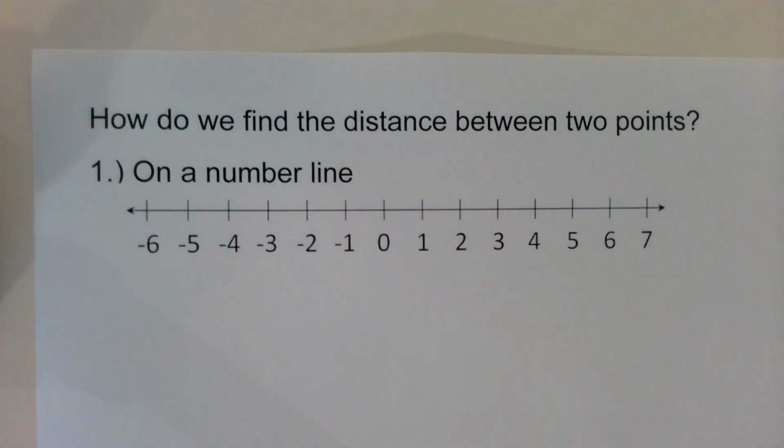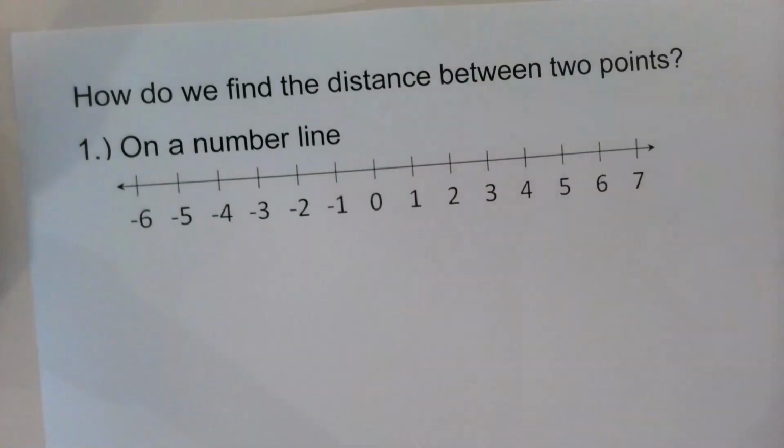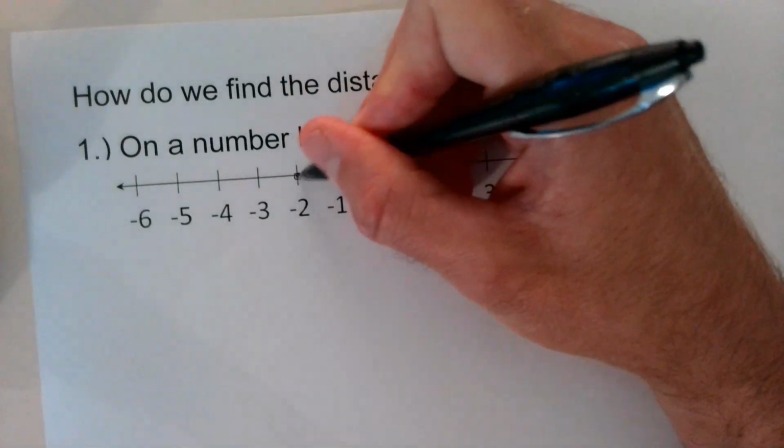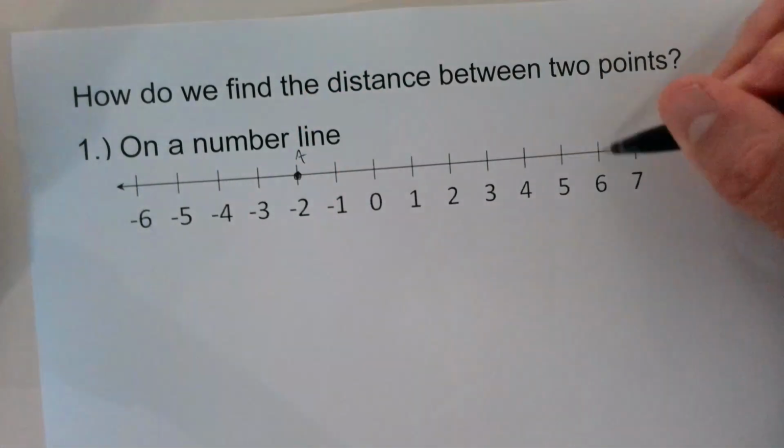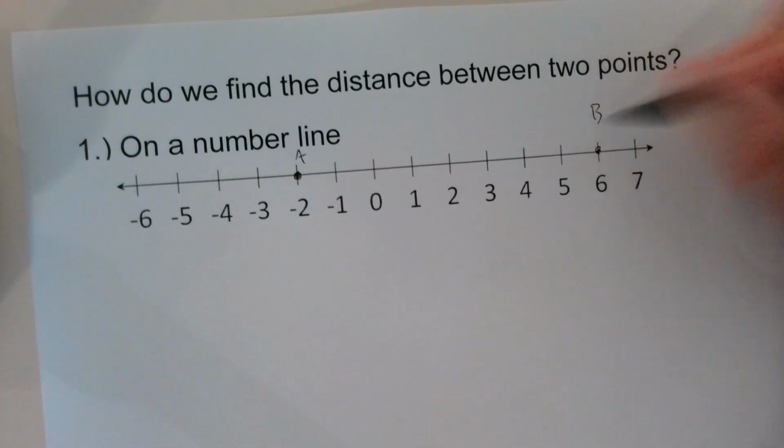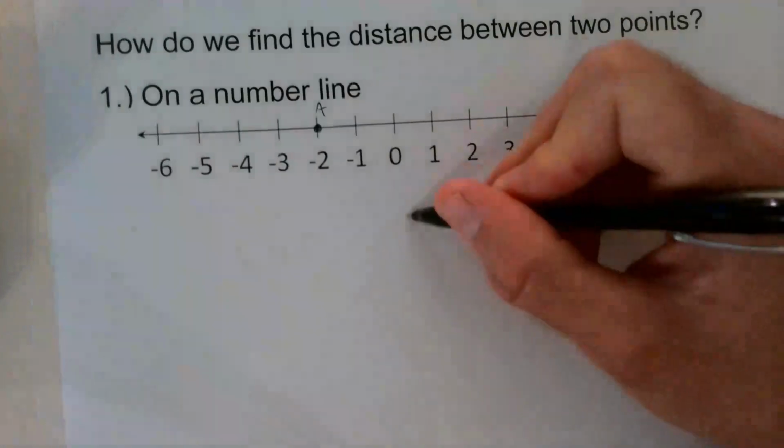Last video for today, we're looking at how do we actually find distance either on a number line or in the xy plane. So let's say I have 2 points. I'll call them A and B. So I'll have A over here at -2 and B here at 6. And I said find AB.